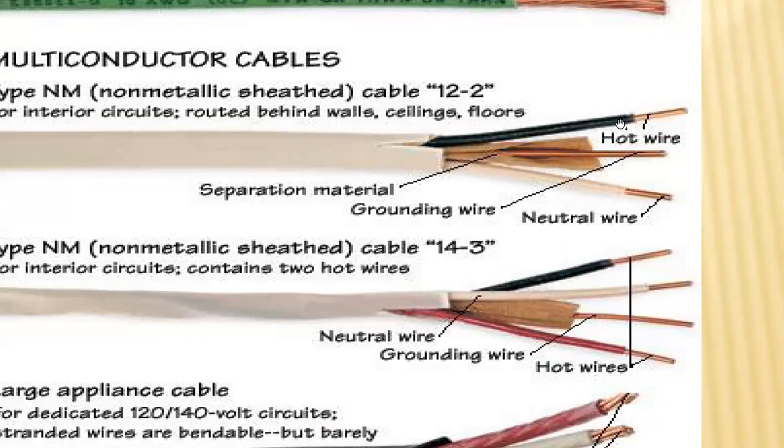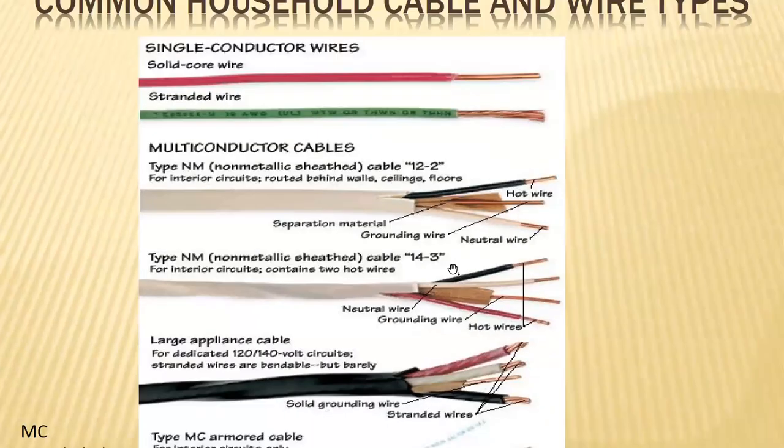Now it's an AC, so yes, the current is not going to flow constantly from one to the other. It's going to go like this, it's just going to very fast alternate. AC, alternating current. All right, now 14-3, 14 gauge conductors, three current carrying conductors.